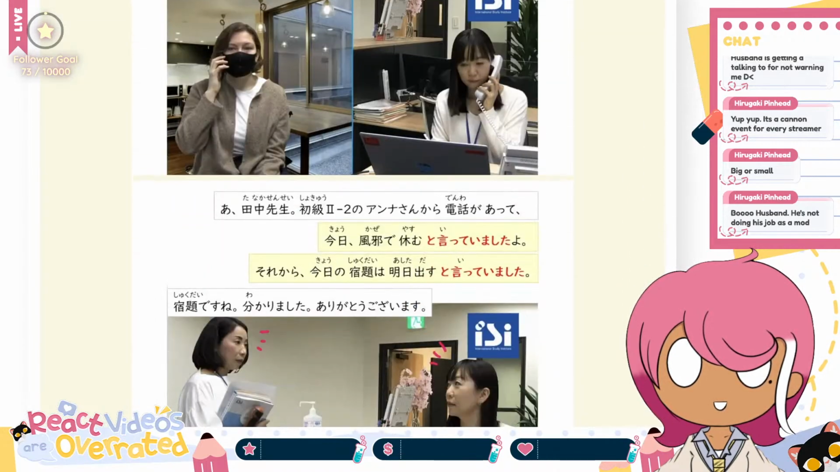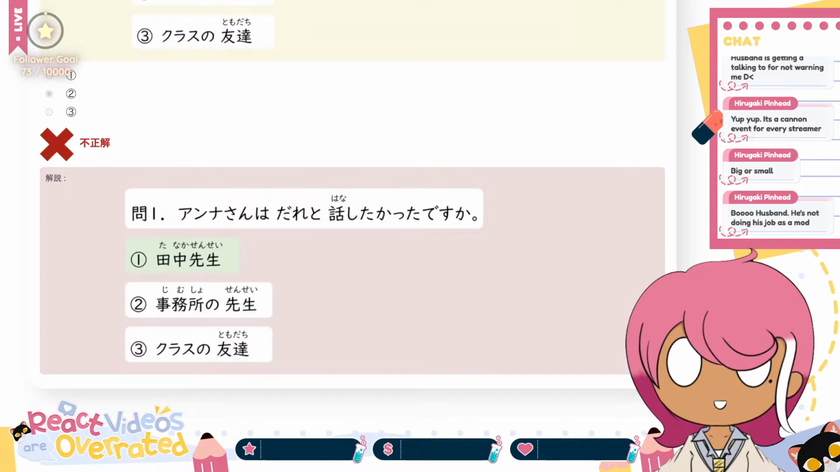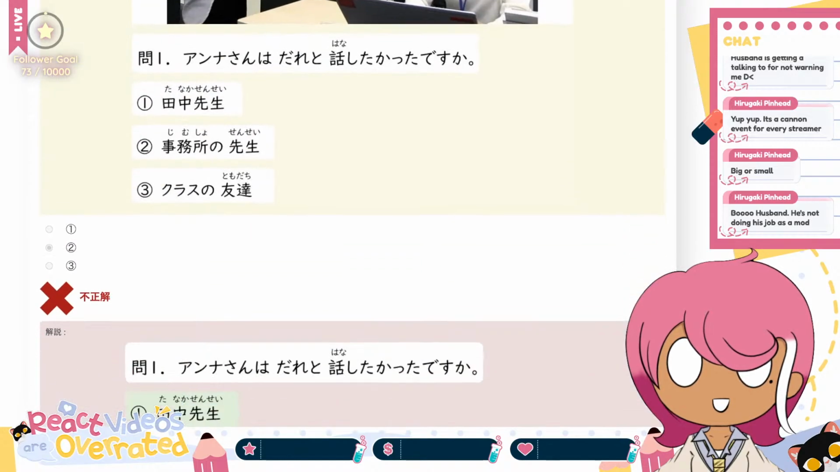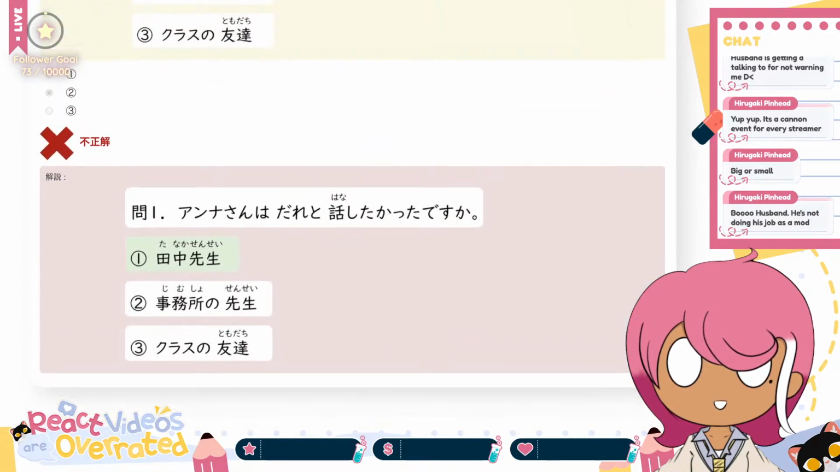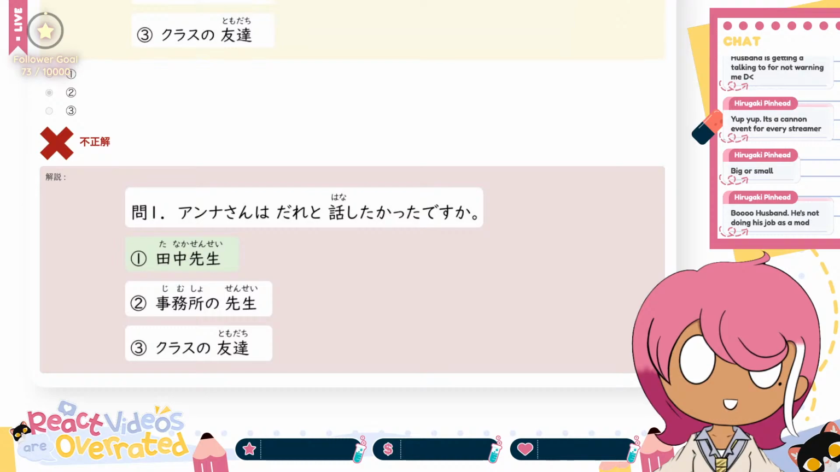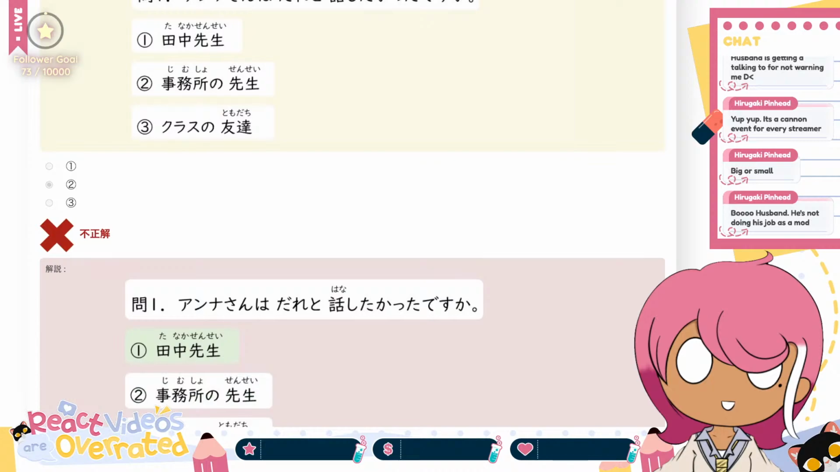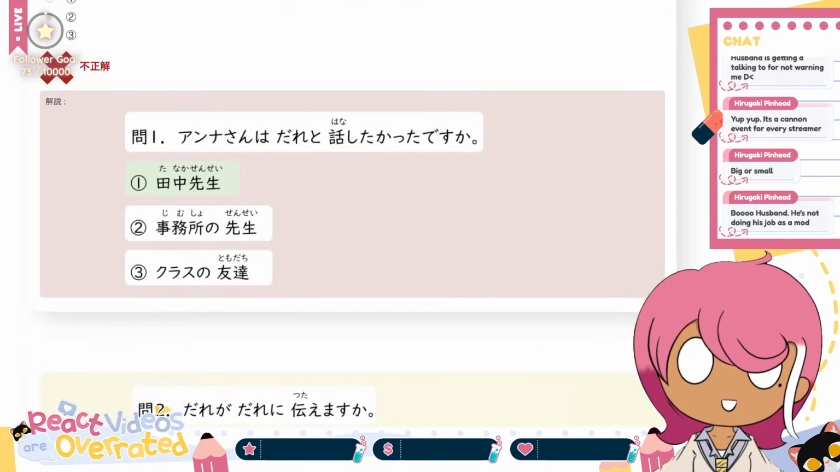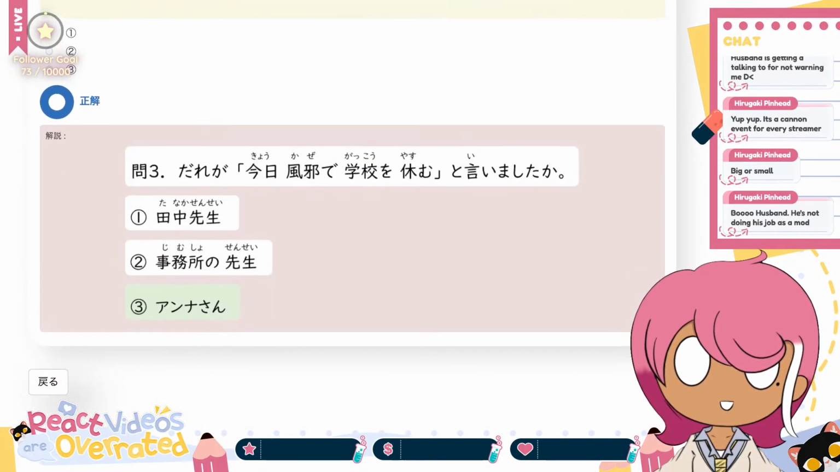Yeah. Okay, so we probably got, where is it? Oh, it's the last one, oh no, the first one. アンナさんは誰と話したかったですか？田中先生。What? She didn't talk to Tanaka. I'm not sure about that one. But I got that last one right, I guess.